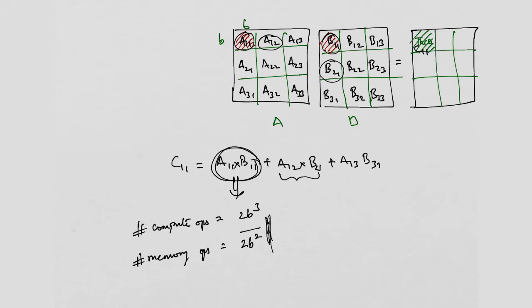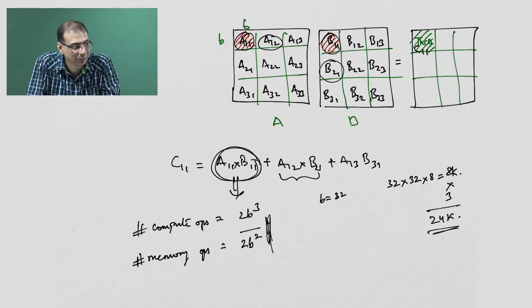So what is the practical value of B? If I choose, let's say B equal to 32, then how much data do I want to load into the cache? 32 into 32 is the size of the submatrix A, and each element is 8 bytes, so this is about 8k. And then there are 3 such matrices, so 24k. Not bad. Doable, right? You have L1 caches which are typically larger than 24k. 32k, 64k, these are reasonable sizes. If you have 64k, you could try to get even better.